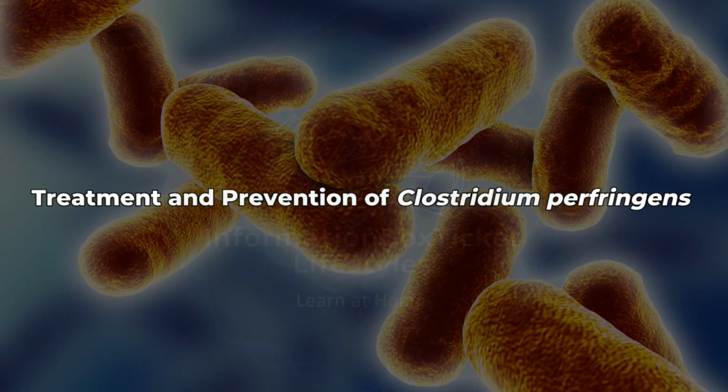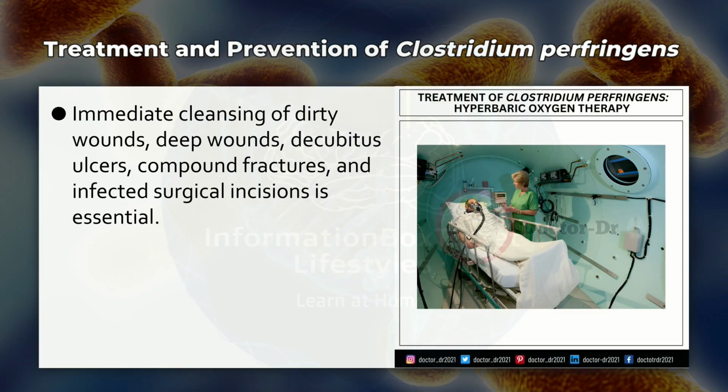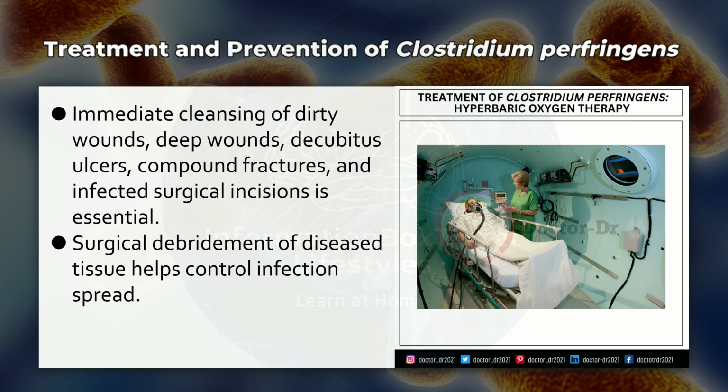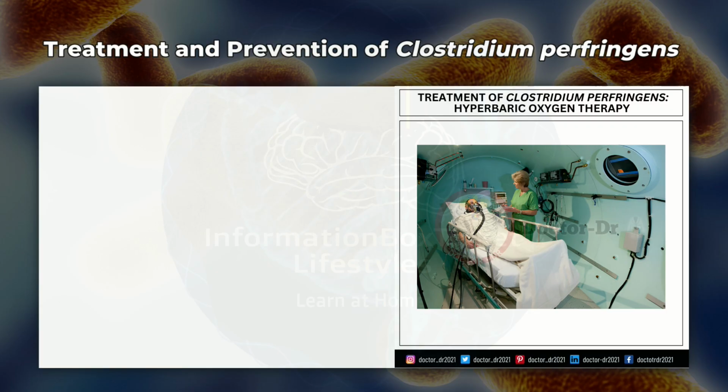Treatment and prevention of Clostridium perfringens. Immediate cleansing of dirty wounds, deep wounds, decubitus ulcers, compound fractures, and infected surgical incisions is essential. Surgical debridement of diseased tissue helps control infection spread.